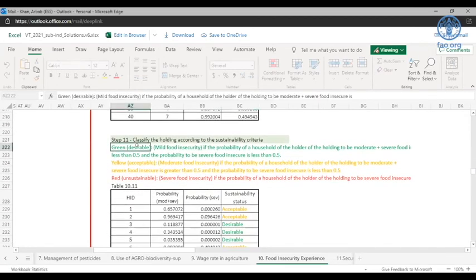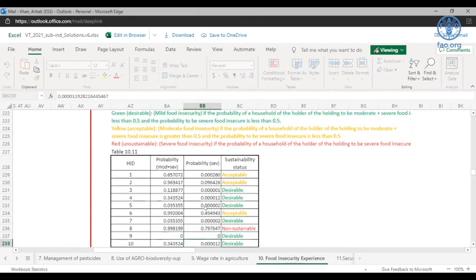I have already explained this. If the probability of the household or holder of the agriculture holding to be moderately plus severely food insecure is less than 0.5, and the probability to be severely food insecure is also less than 0.5, then the holding will be classified as green. Otherwise, if the probability is greater than 0.5 for moderately and severely food insecure, but the probability for severely food insecure is less than 0.5, then it's yellow, and so on.